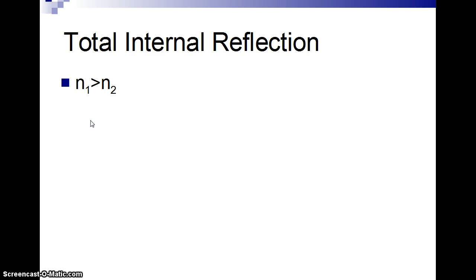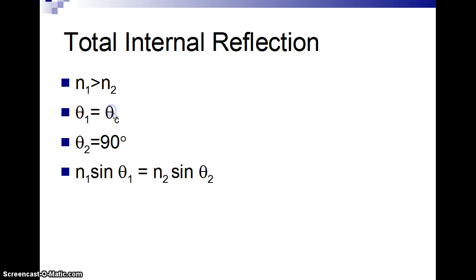All right, so for total internal reflection to work, we have to have N1 greater than N2. It doesn't work otherwise. At our critical angle, we're going to call it theta 1, and theta 2 is 90. So that's the case with the dotted black line from before. Light comes in at a specific angle and it refracts to 90 degrees.